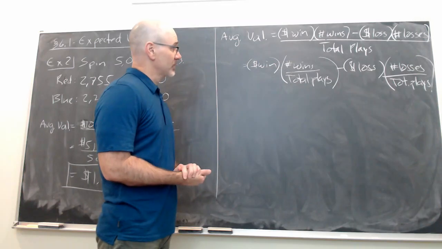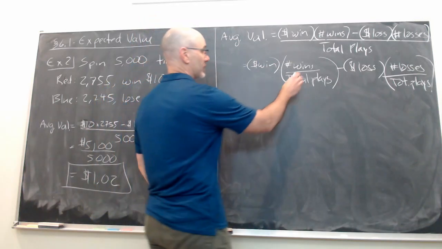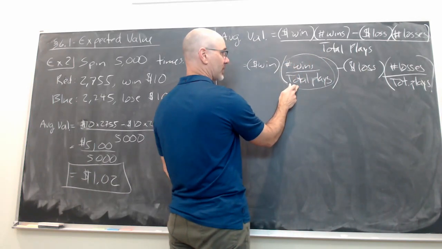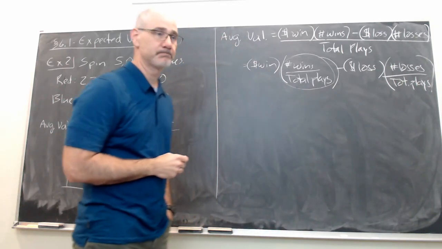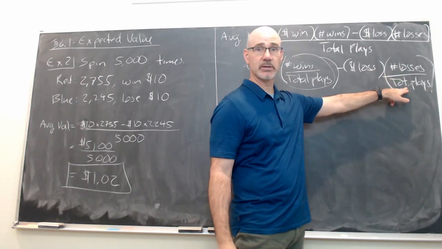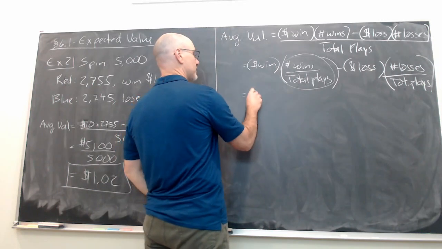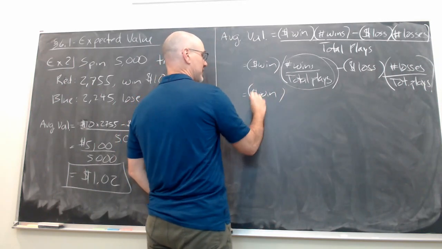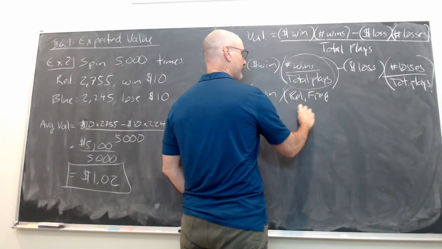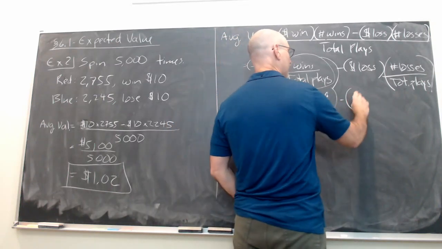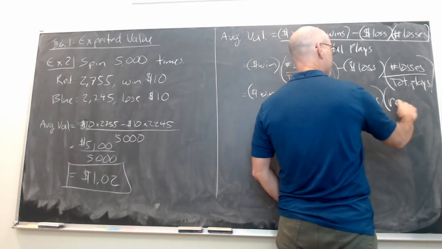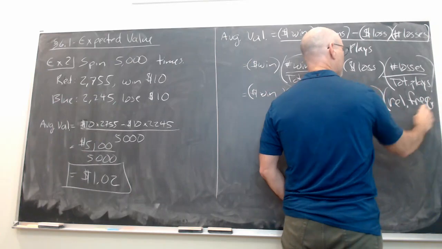But it looks different in a way that's really important, because if you recall, what we have here is the number of times a win happens divided by the total number of plays. That's the relative frequency of a win. And similarly, the number of losses over the total plays, that's the relative frequency of loss. So this is really the amount we win each time times the relative frequency of a win, minus the amount we lose for each loss times the relative frequency of a loss.